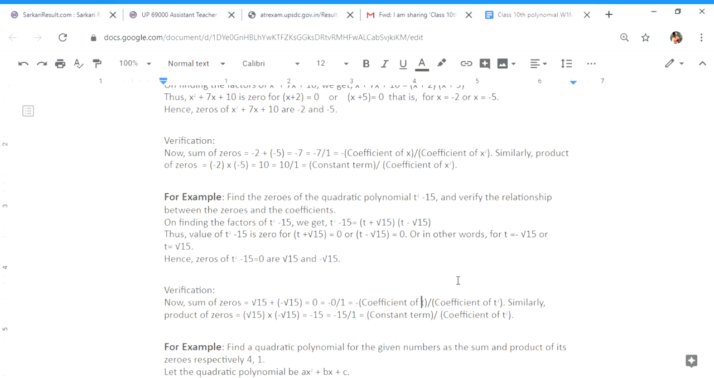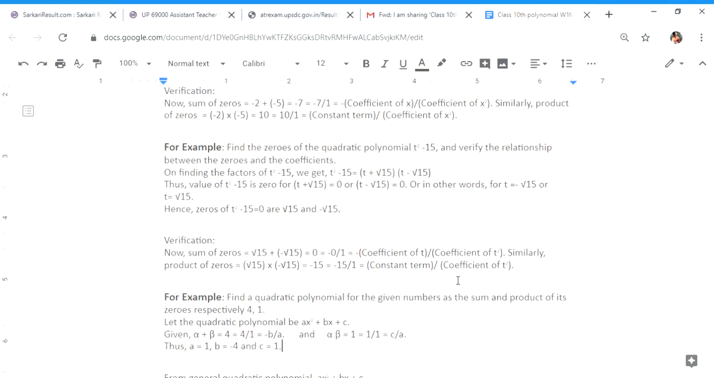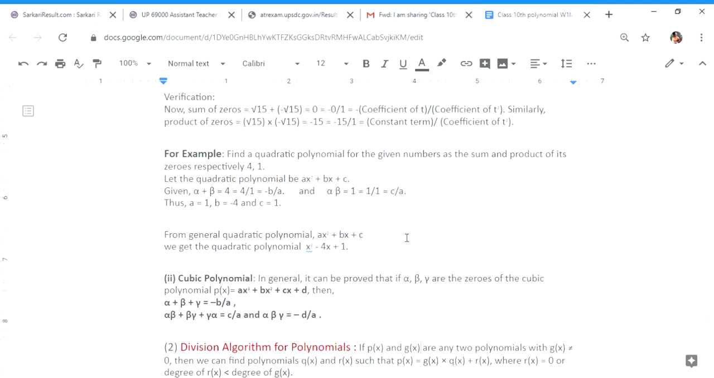Now in the third example, we have to find a quadratic polynomial for the given numbers as the sum and product of its zeros, respectively, 4, 1. Means we have to find a quadratic polynomial whose sum of zeros is 4 and product of zeros is 1.